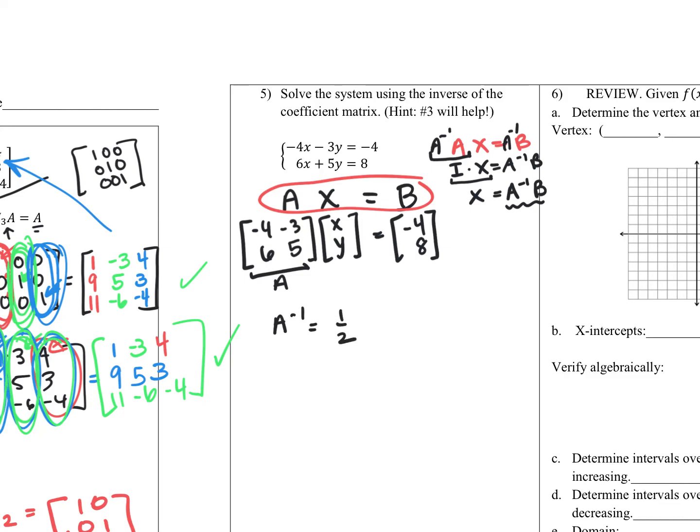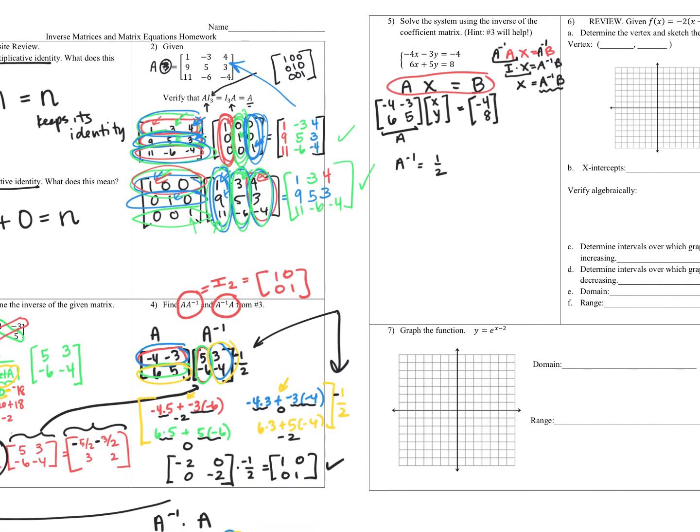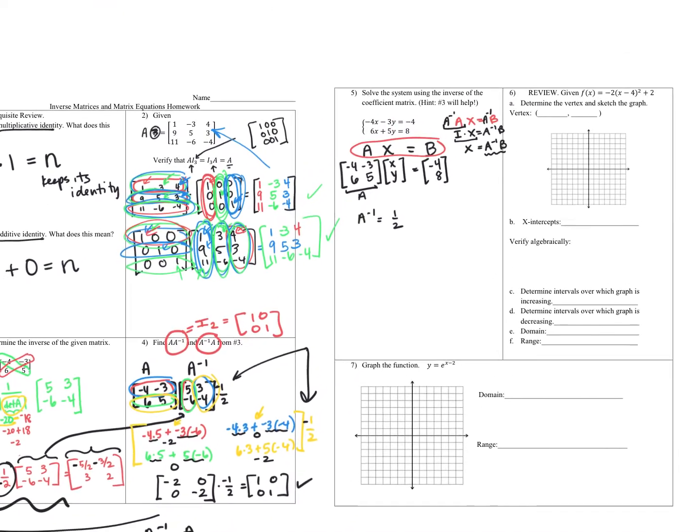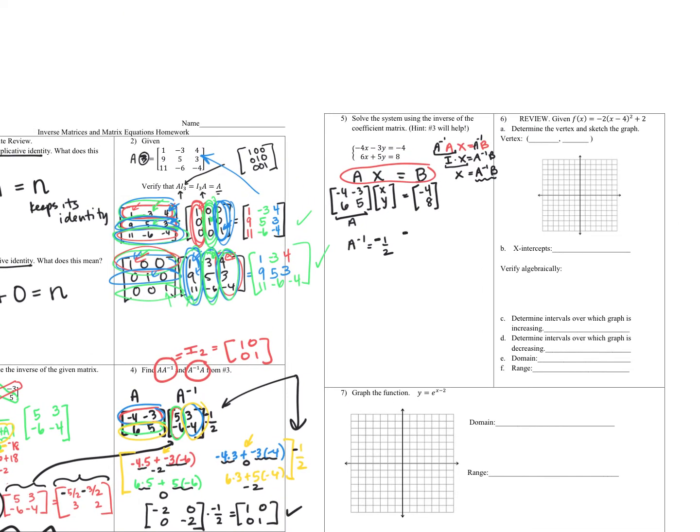Well, we know that this is matrix A, and we already found A inverse actually. Let's go back over here. It was the negative 1/2, 5, 3, negative 6, negative 4. So if I multiply A inverse times B, I'm going to write negative 1/2, 5, 3, negative 6, negative 4 times B, which is negative 4, 8.